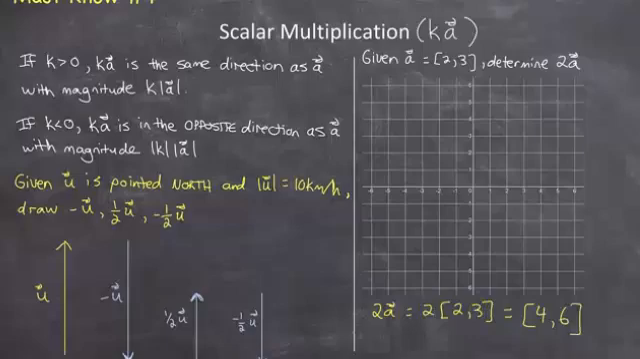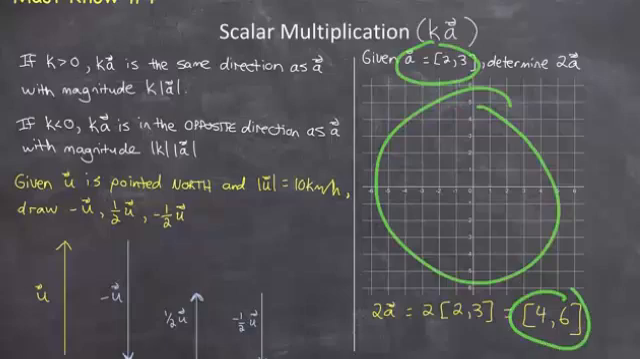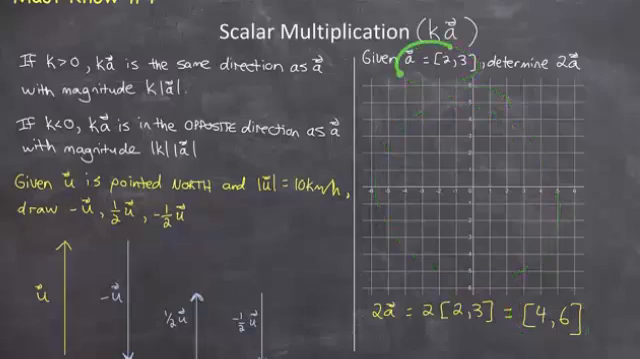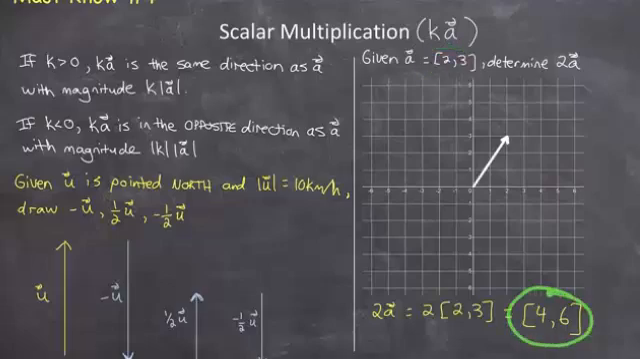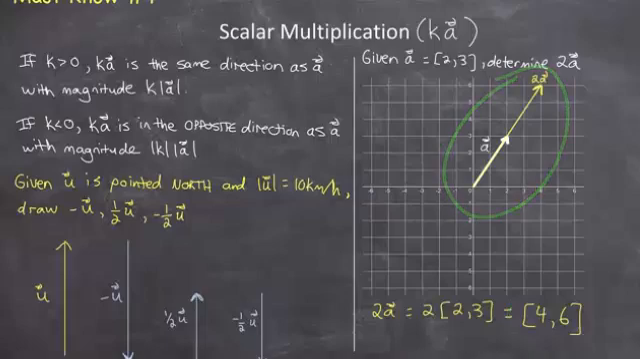And now let me show you on this Cartesian grid how vector a and 2 times vector a compare to each other. So if I were to draw vector a, I'll start its tail at the origin and put the tip at the point 2, 3. And drawing 2 times vector a, its tail is at the origin and the tip is at the point 4, 6. Notice both vectors are going in the same direction. That's because the scalar is positive. And 2 times vector a is double the length of vector a.